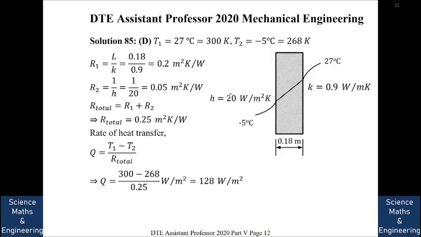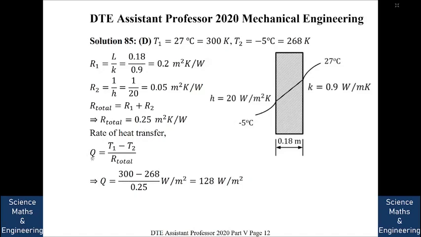So the answer is, see, here we have h is equal to 20 watt per meter square Kelvin, and this is minus 5 degrees centigrade. On the other side, is 27 degrees centigrade. This is 0.18 meter is the thickness, and K is 0.9 watt per meter Kelvin. So our resistance here would be L by K, that is 0.18 divided by 0.9. So we get 0.2 meter square Kelvin per watt, and R2 is 1 by h, so it is 0.05 meter square Kelvin per watt. The total heat resistance is equal to 0.25 meter square Kelvin per watt.